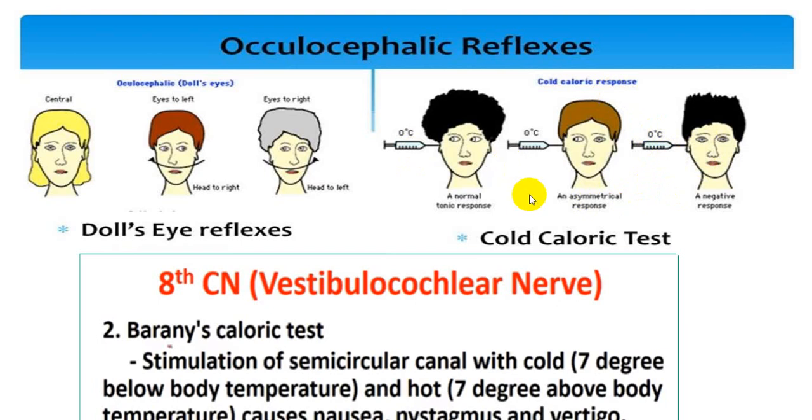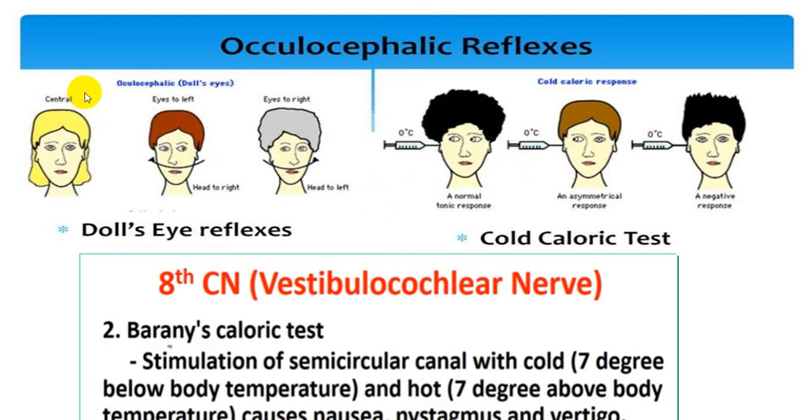This will be interpreted as damage to the vestibular apparatus or damage to the pons. This reflex elicitation is very helpful in an unconscious individual. Here you are using cold water or hot water. Always remember, the cold water will give a fast component to the opposite side and a slow component to the same side.